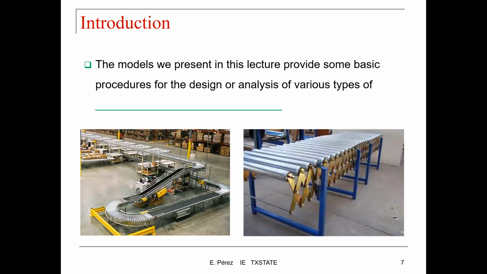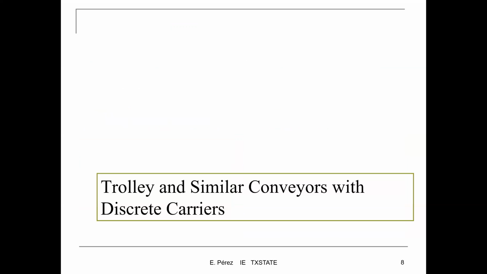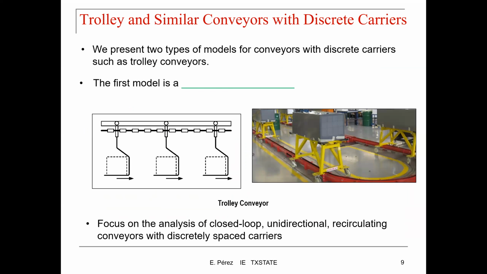The models we present in this lecture provide some basic procedures for the design or analysis of various types of fixed path material handling systems, just like the ones that we are showing in these two pictures. So let's look at the trolley and similar conveyors with discrete carriers. We present two types of models for conveyors with discrete carriers, such as trolley conveyors. And these are the pictures.